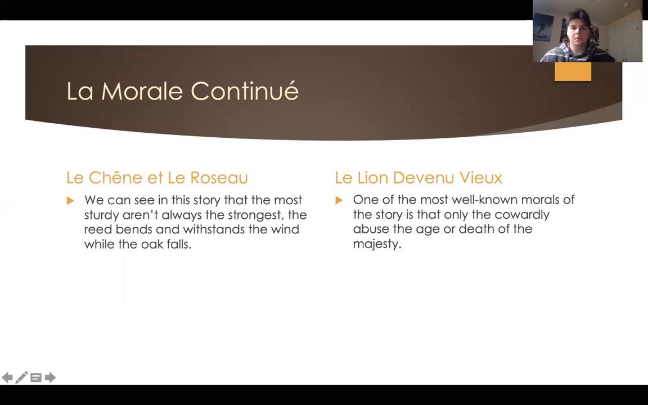And when I say one of the most well-known morals, I mean these stories were told in several different manners. Again, La Fontaine, Aesop, many other medieval writers and older writers told these stories, and they were different. I wouldn't say totally different morals, but morals that were just a tad bit different and not exactly the same.